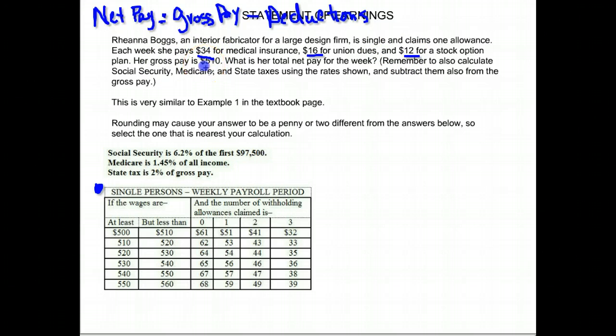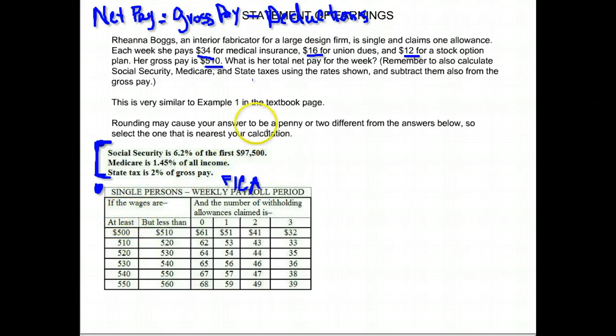Her gross pay, her pay before any of those deductions are made, is $510. What's her total net pay for the week? Remember, you must also calculate the Social Security, the Medicare, and state taxes using the rates shown and subtract those from the gross pay also. So here are our 3 taxes, and we also have this federal income tax that we will use the table to find. Her gross pay is $510. Let's find each of these taxes.